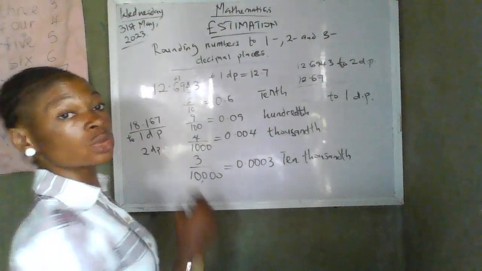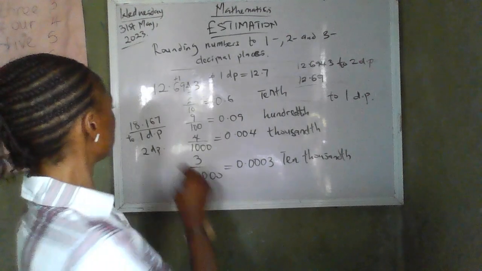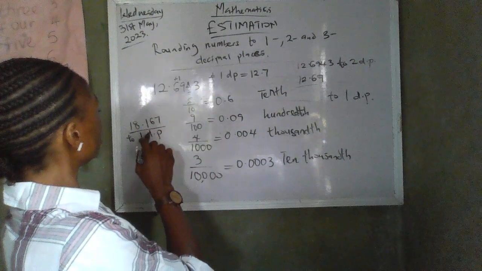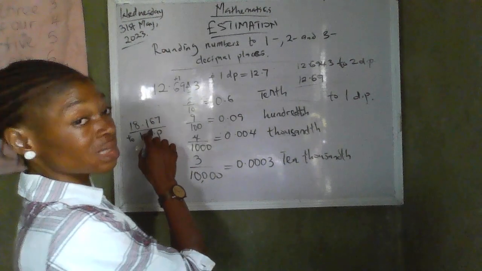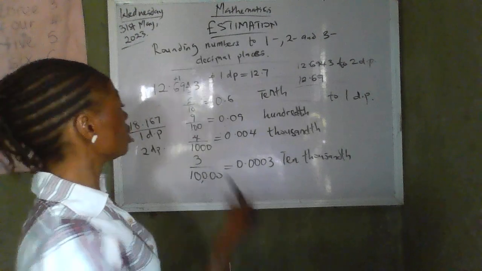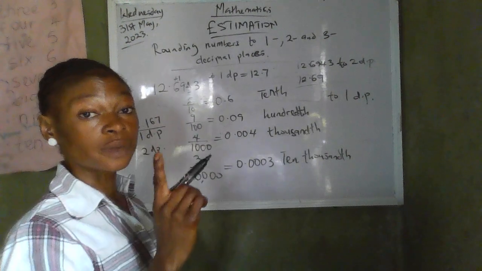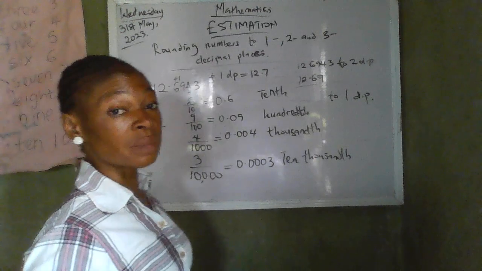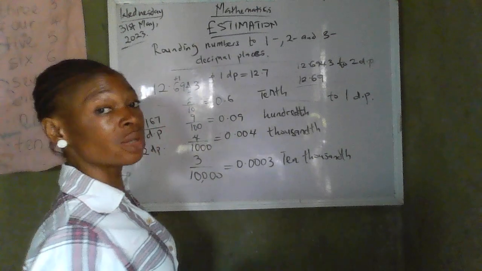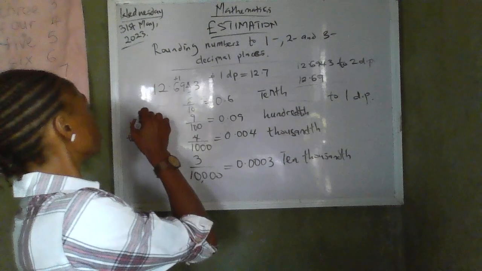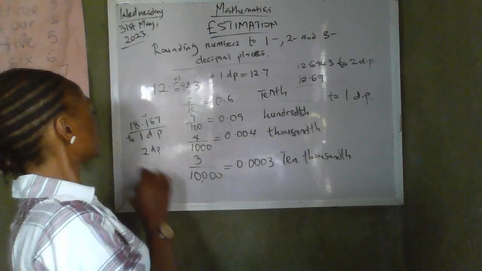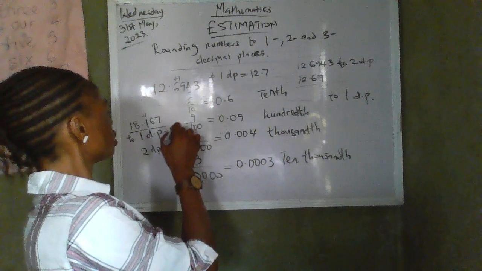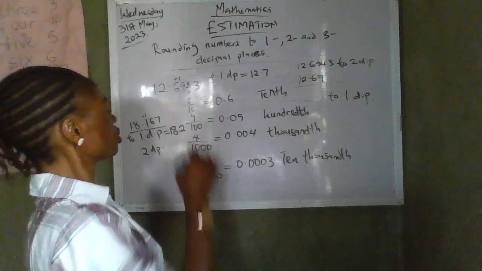18.167 to 1 decimal place. Now let's see. The digit 6 will be the decider for the value that will be after the first decimal place. So for 6, when estimating in mathematics, it will be rounded up to 1 and then added to this 1 after the decimal point, which gives you 2. So to 1 decimal place gives you 18.2.